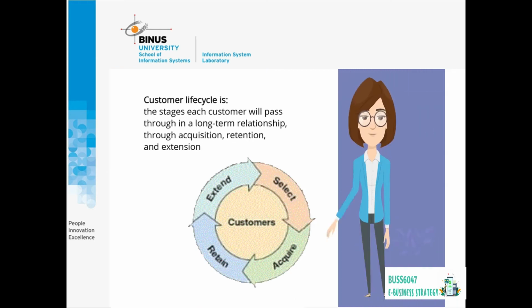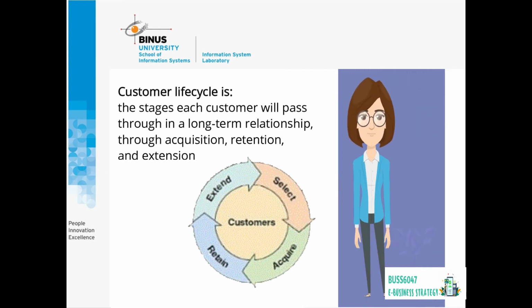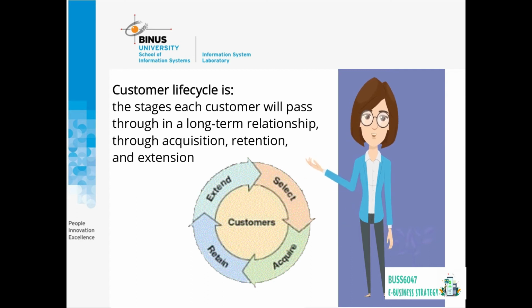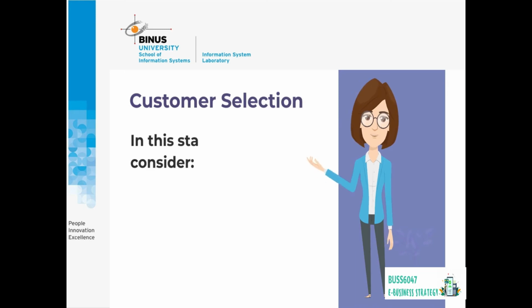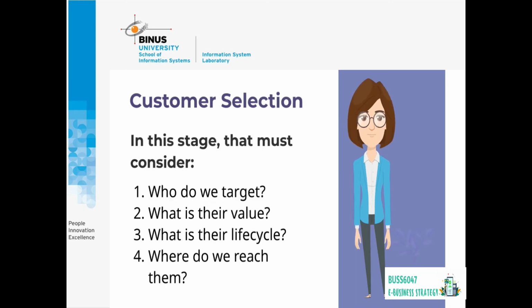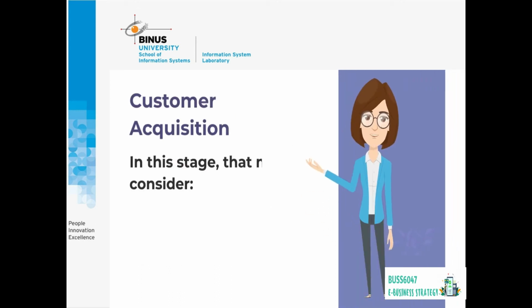Customer lifecycle is the stages each customer will pass through in a long-term relationship: acquisition, retention, and extension. The four classic marketing activities of customer relationship management in the customer lifecycle are: the first, customer selection. In this stage, we will be identifying different groups of customers to develop offerings and to target during acquisition, retention, and extension.